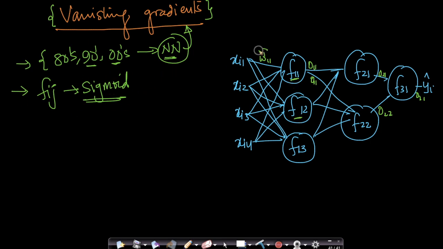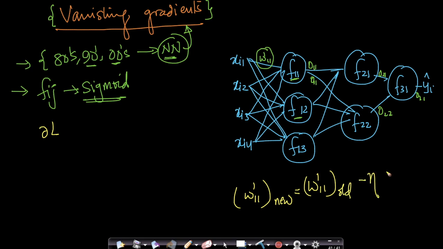Suppose I want to update this weight W111. This is my standard network that we have been seeing till now. To update W111 new, you need W111 old in each iteration minus eta times the derivative of L with respect to this. And the most important part of this was this computation, the derivative of L with respect to W111.